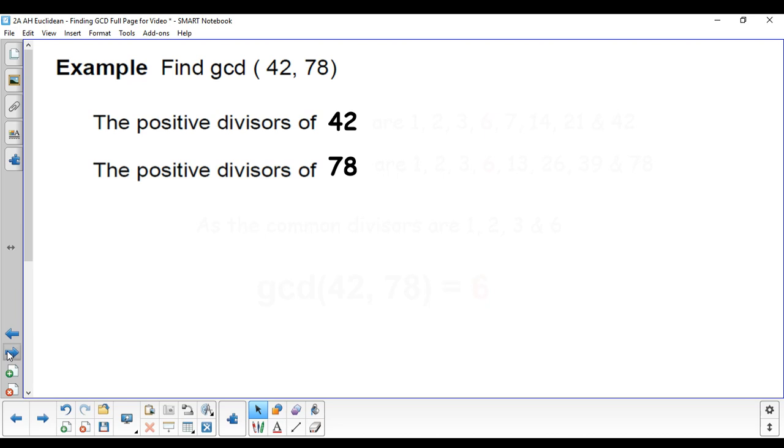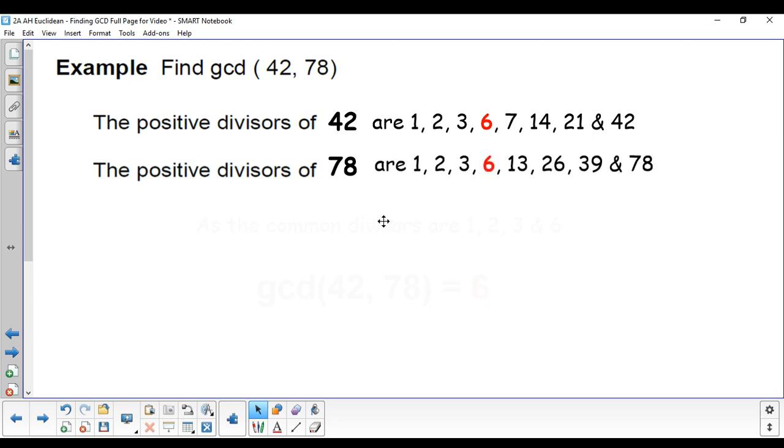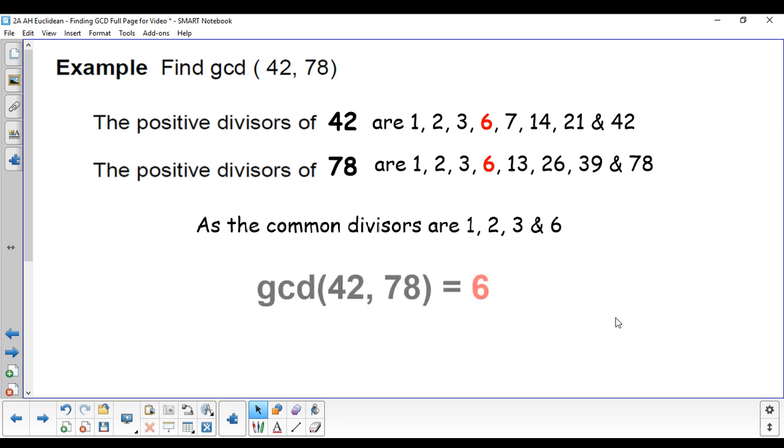Find the greatest common divisor of 42 and 78. This is not how we're going to do it, but I'm just using it as an example. So what you would have to do is think of all the numbers that go into 42, which is easy enough to figure out. And then the positive divisors of 78, a little bit harder, but still easy enough to do. So what you'll find is you've got common divisors of 1, 2, 3, and 6. So the greatest common divisor there is 6.